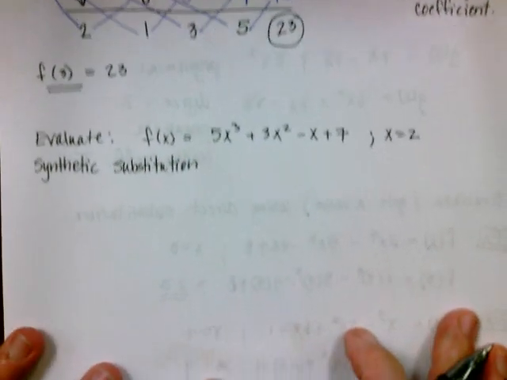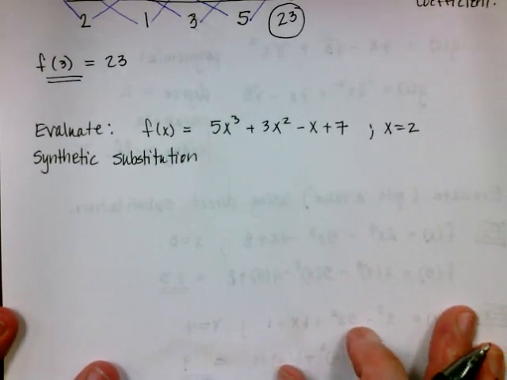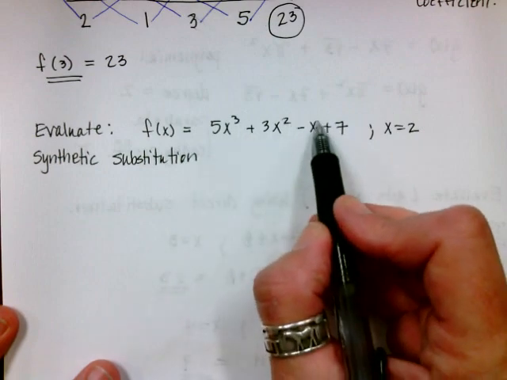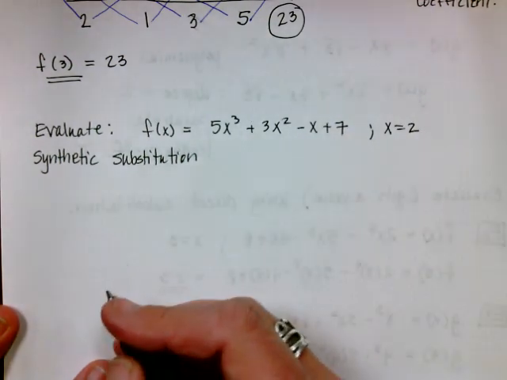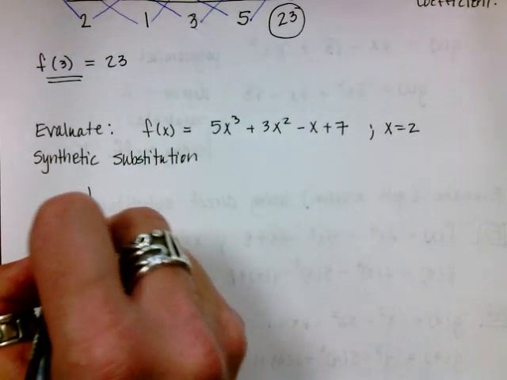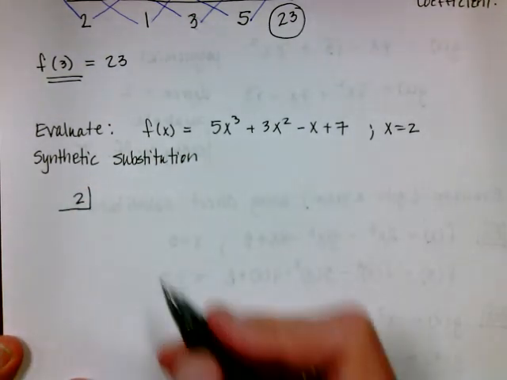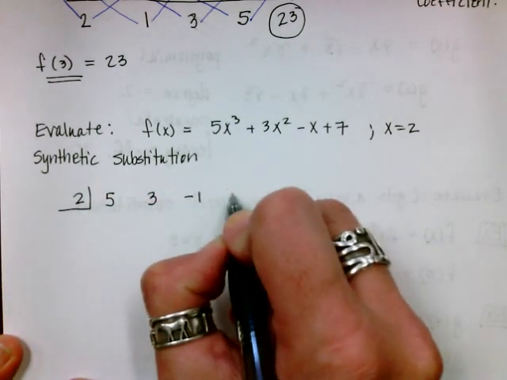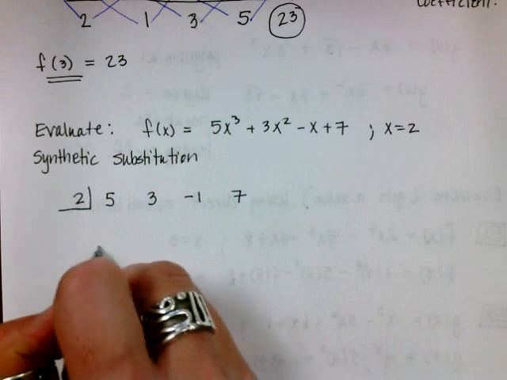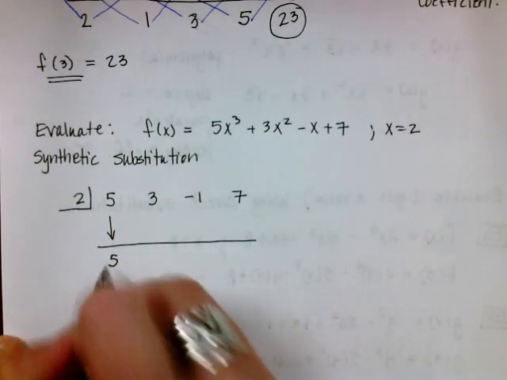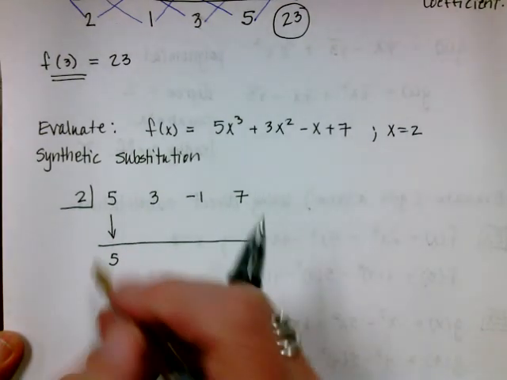Okay? All right, so the first thing you have to do is look and see if I have any terms missing. This goes to the third power, second power, first power, 0, so I do not need any placeholders. So I'm going to put my 2 in, and then I'm going to write down my coefficients. 5, 3, -1, 7. I'm going to draw my line, and I'm going to bring down the first term. Okay? Then I'm going to start my process.